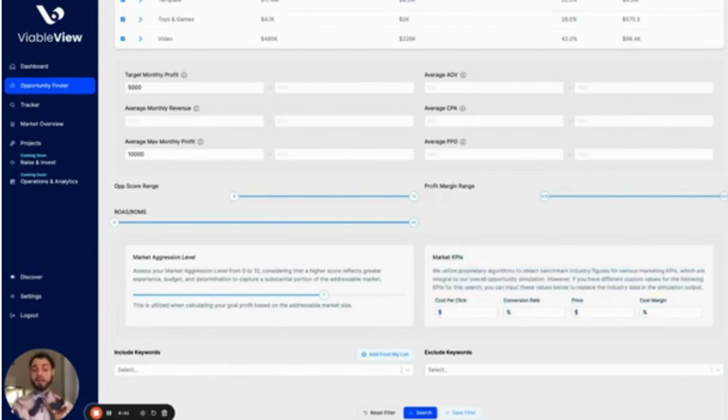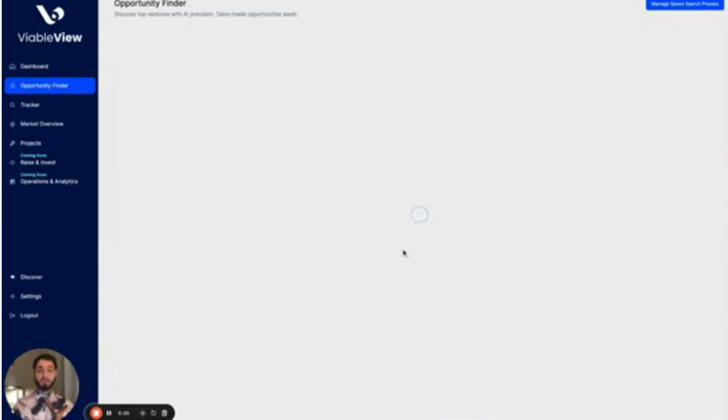Here we have market KPIs. If you're an experienced entrepreneur and you're already selling, then you probably already know your average cost per click that you're getting for your category or segment. You know your website or your shop conversion rate. You know the average price that you're selling your products for, and you know your cost margin. So you can plug that data in here, and it'll actually re-simulate our entire output to include your metrics and what would happen with this data instead of the industry data. I'm not going to plug that in now because I'm interested in the industry data to see what the market is, what's happening in the market right now. I'm not going to include any keywords, and I'm not going to exclude any keywords. I'm going to go ahead and search.